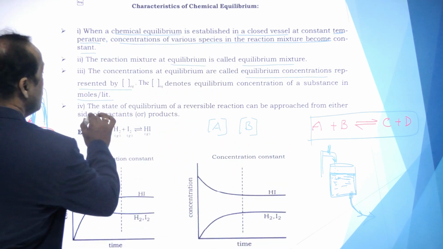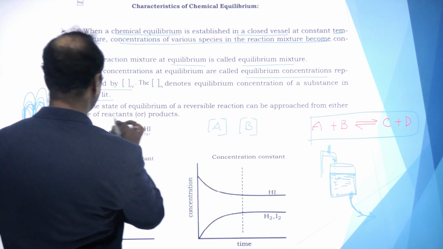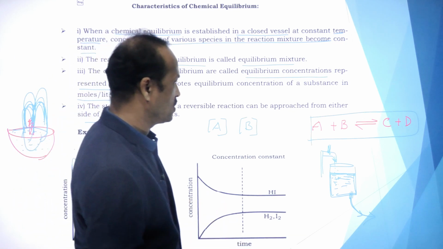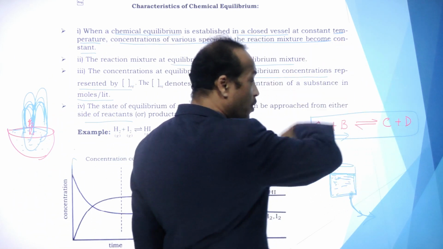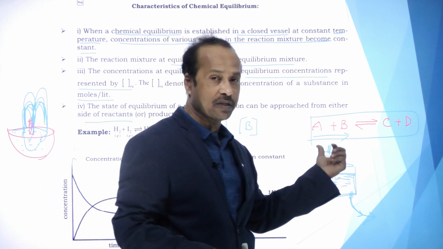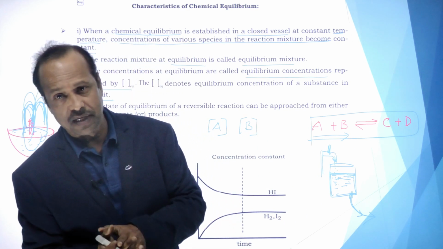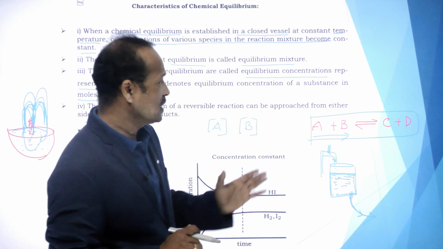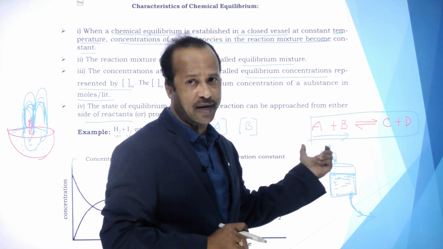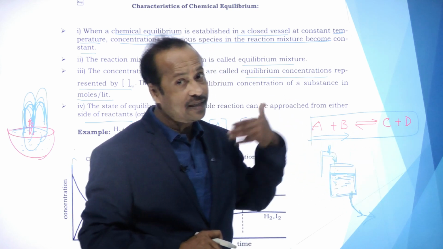Now, the state of equilibrium of a reversible reaction can be approached from either side, reactants or products. So if you take the reactants, they form the products. If you take the products as reactants, then they give the reactants. So equilibrium can be reached from either the forward reaction or the backward reaction. For example, if you take A plus B, two reactants, you get C plus D, the products. But it is a reversible reaction.